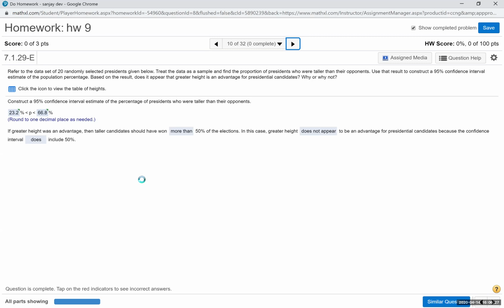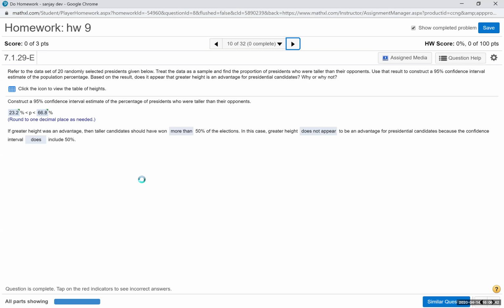Number 10, refer to the data set of 20 randomly selected presidents given below. Treat the data as a sample and find the proportion of presidents who are taller than their opponents. Use that result to construct a 95% confidence interval estimate of the population percentage.